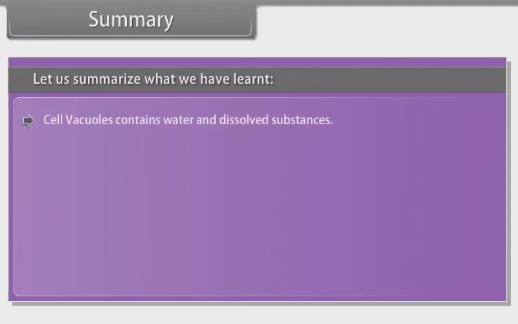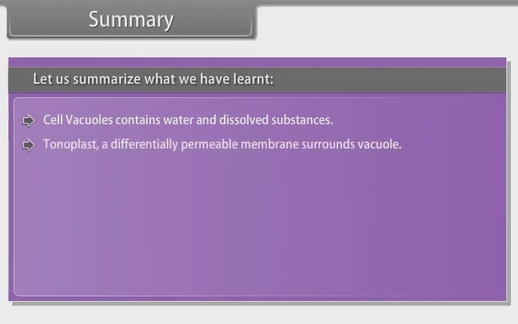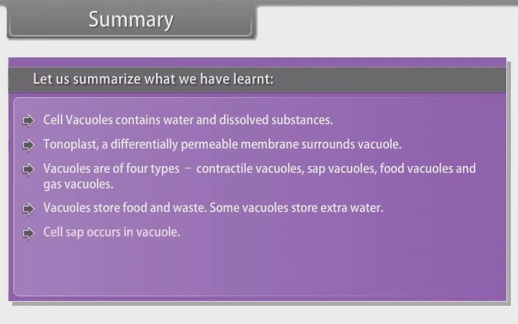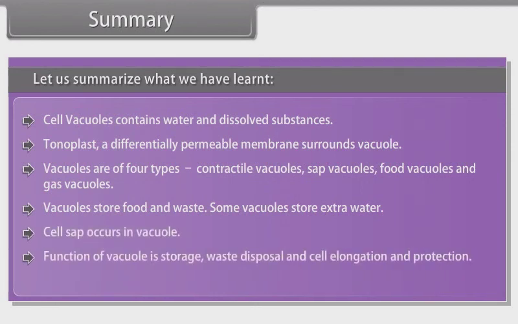Cell vacuoles contain water and dissolved substances. Tonoplast, a differentially permeable membrane, surrounds the vacuole. Vacuoles are of four types: contractile vacuoles, sap vacuoles, food vacuoles, and gas vacuoles. Vacuoles store food and waste. Some vacuoles store extra water. Cell sap occurs in the vacuole. The function of the vacuole is storage, waste disposal, and cell elongation and protection.